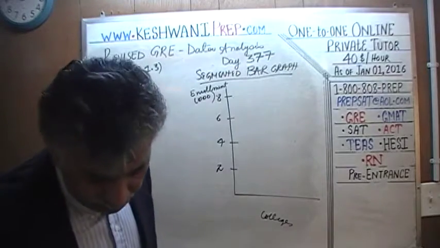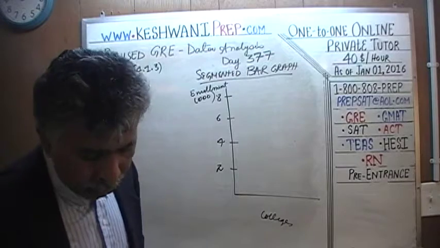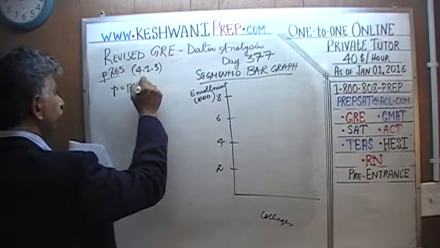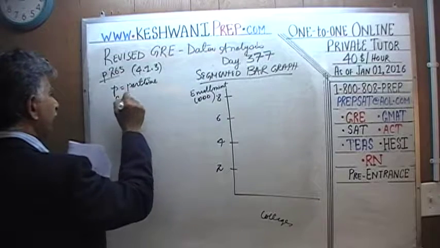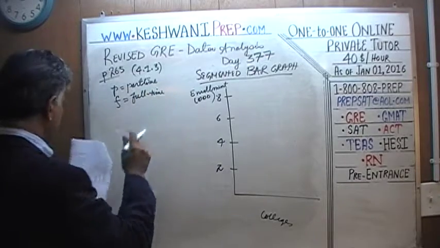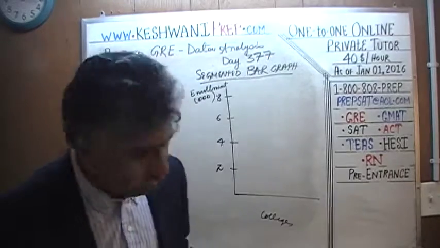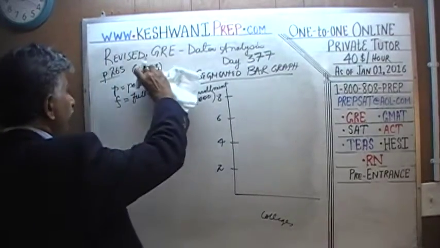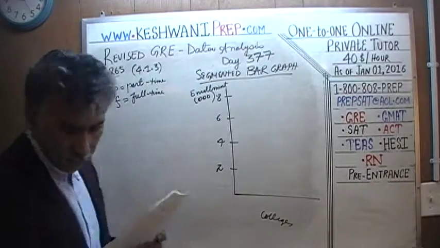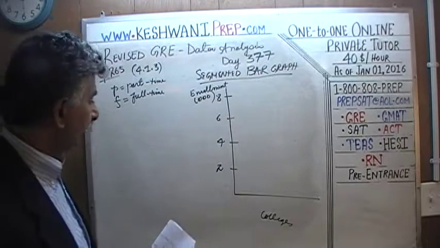If you look at the very first college, it looks like it has 4,000 students, out of which 1,000 are part-timers. So we're going to use P to represent the part-timers, and the letter F for those who are full-time students. Both part-time and full-time are hyphenated. If you look at the graph, that's how they spell it, and I'm assuming that their spelling is better than mine. So, let's get going.